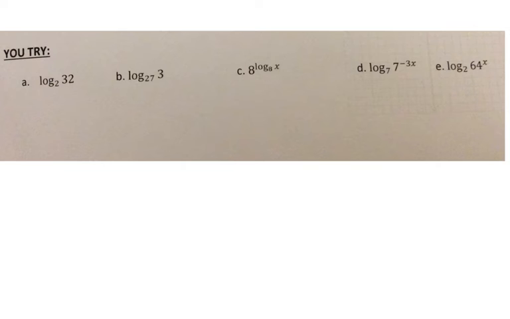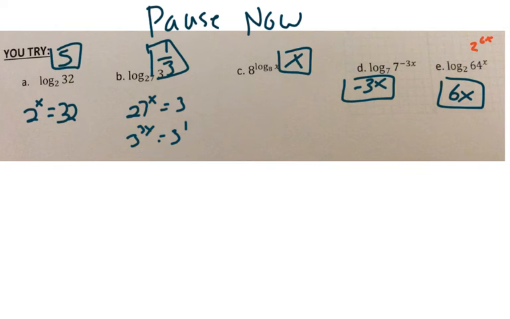So what I'd like you to do is try these problems, see if you can get them. A and B are like the first set of problems, and then C through E are like the ones that I just showed you. Alright, so pause now. In 3, 2, 1. Alright, so check your answers on these. And then if you have any questions, write them down and send me a message on Remind, and I can answer those for you.